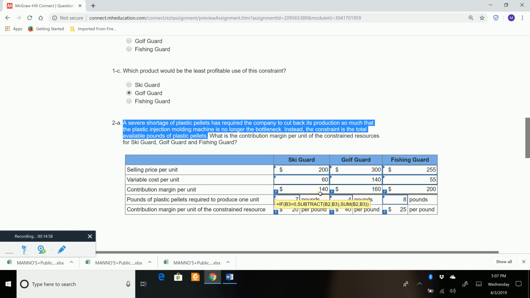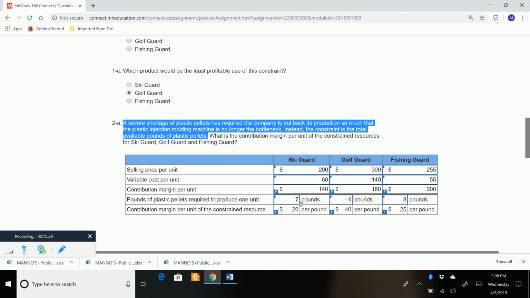So once again, we still have our contribution margins. They don't change. 140 for the ski guard, 160 for the golf guard, 200 for the fishing guard. But now we need to consider how much is the contribution margin per pound of plastic. Remember, you always figure out what the contribution margin is per the constraint whenever we have one, so we can concentrate on how to best utilize that constraint.